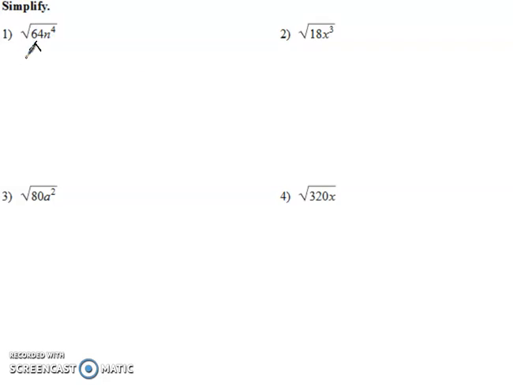So I'm going to go ahead and break this down into 8 times 8. And then from there, I'll actually stop because what I'm looking for are pairs. If something pairs up, that means that it's allowed to come out of the radical. So this tells me that the 8's paired up, which means I can take an 8 out of my radical. Then I'm going to break up whatever's remaining inside my radical. So this is n to the fourth, or n times n times n times n.